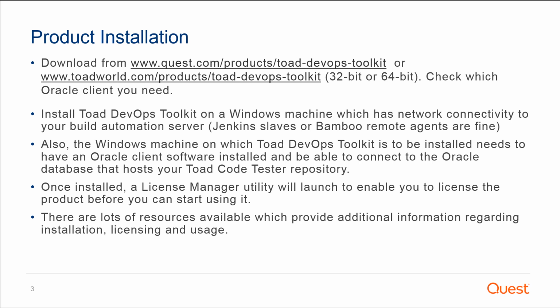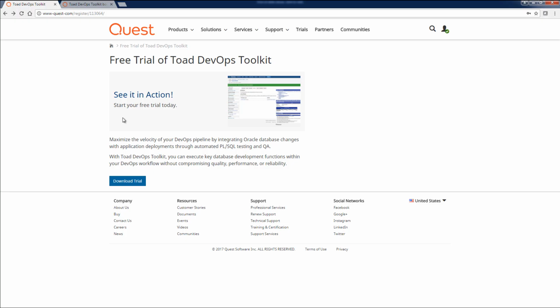Once the installation is complete, there'll be a license manager which launches, which will enable you to license the product before you start using it. And then finally, there are lots of resources available, which I'll direct you to, which give you additional information regarding installation, licensing, and usage of Toad DevOps Toolkit. So with that, let's start off with how you actually get hold of Toad DevOps Toolkit.